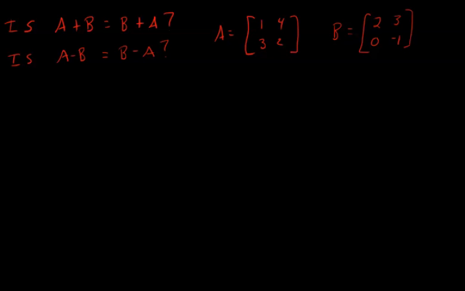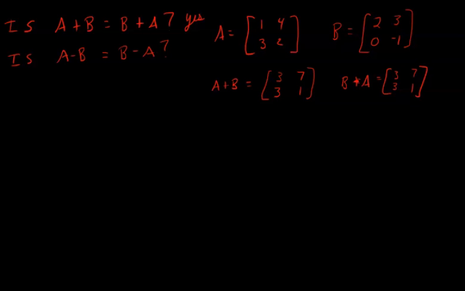So what is A plus B? Well, A plus B is the matrix 1 plus 2, 4 plus 3, 3 plus 0, and 2 minus 1, and B plus A, sorry. B plus A, 2 plus 1, 3 plus 4, 0 plus 3, and -1 plus 2 is 1. So those seem to be the same. So yes, it looks like A plus B equals B plus A.